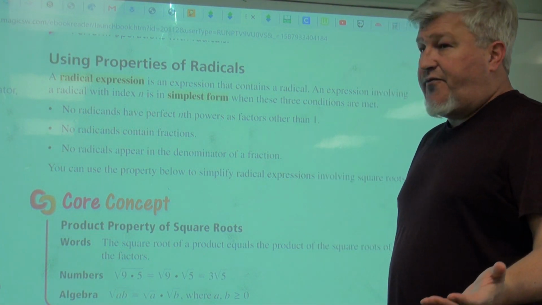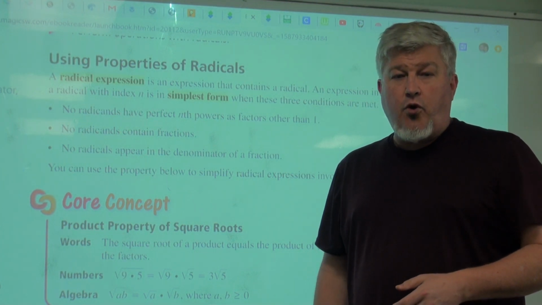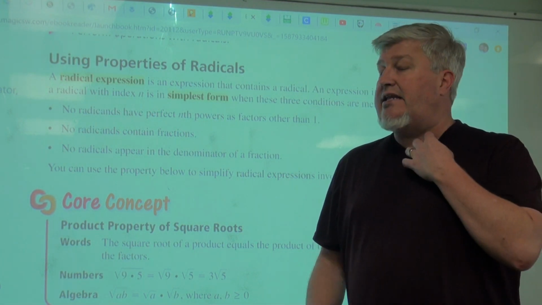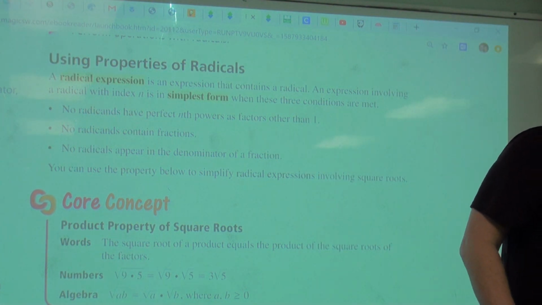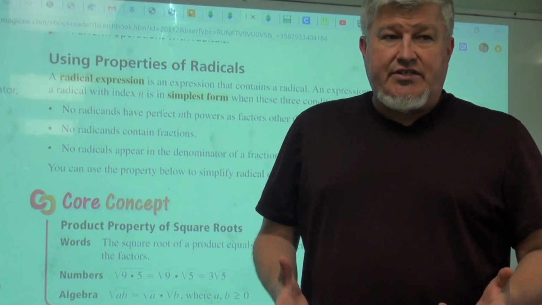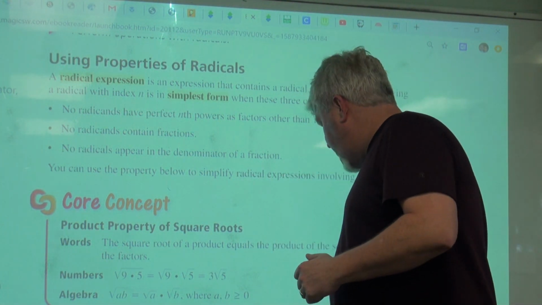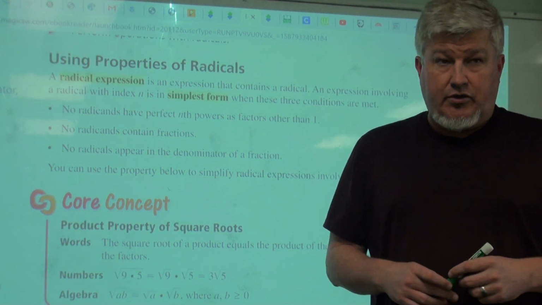So the first section's 9.1. I'm starting here on page 480, and the name of the chapter is Properties of Radicals, all right? I'm going to lecture just a little bit, work through some problems with you, and then I'm going to pause for you to work through some problems as well, okay?